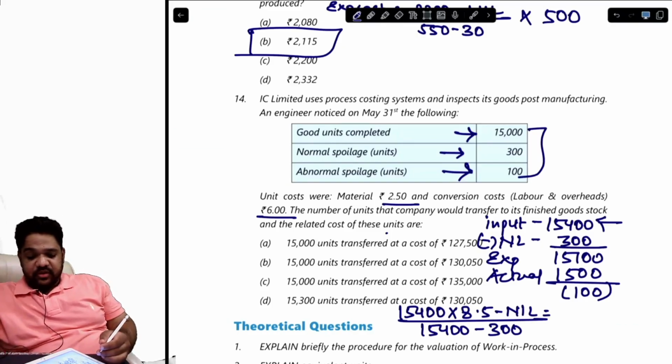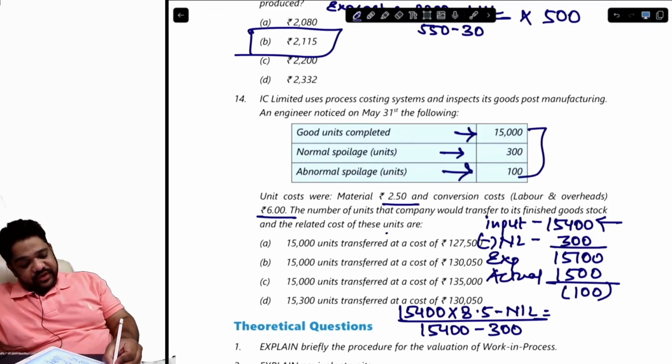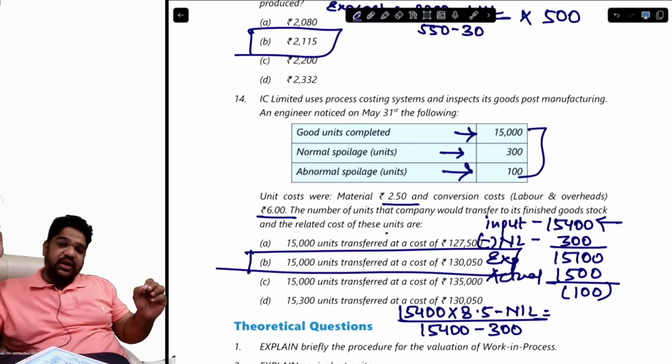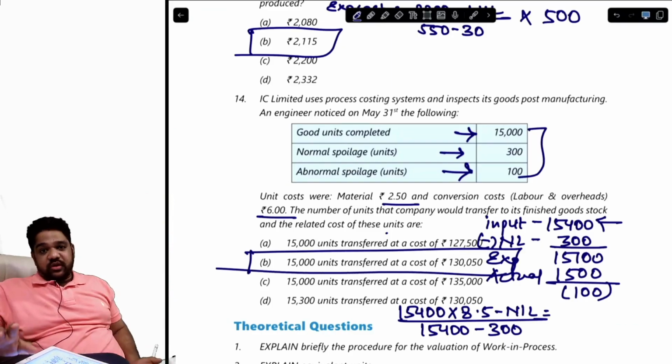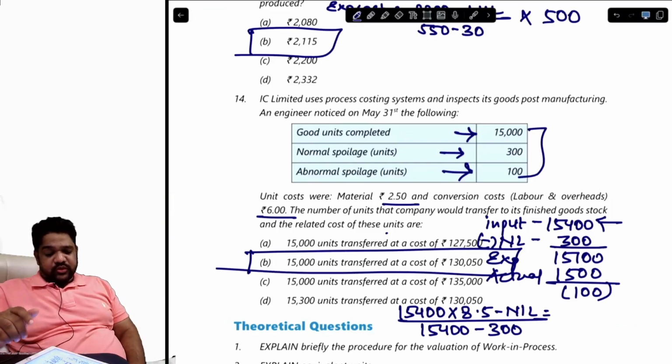1,30,033. They have 050. 15,000 units will be transferred at 1,30,050. Okay. So that's about it. And I'll see you in the next one.